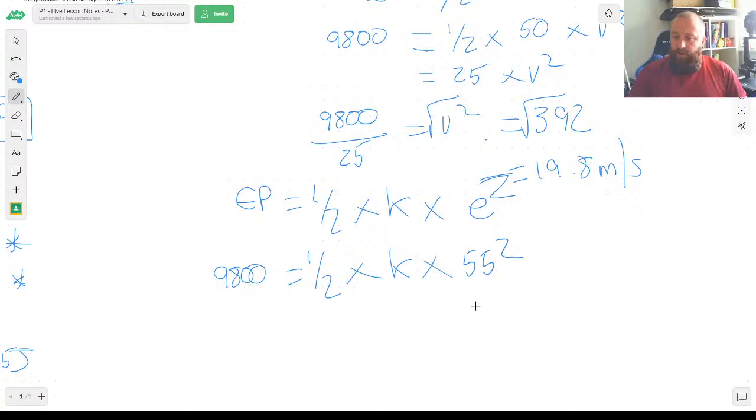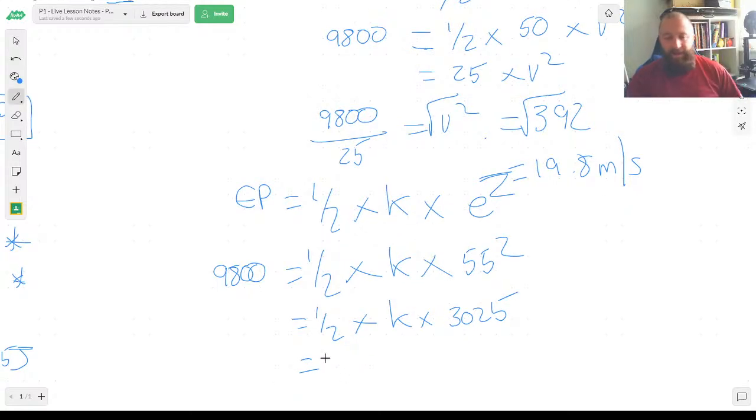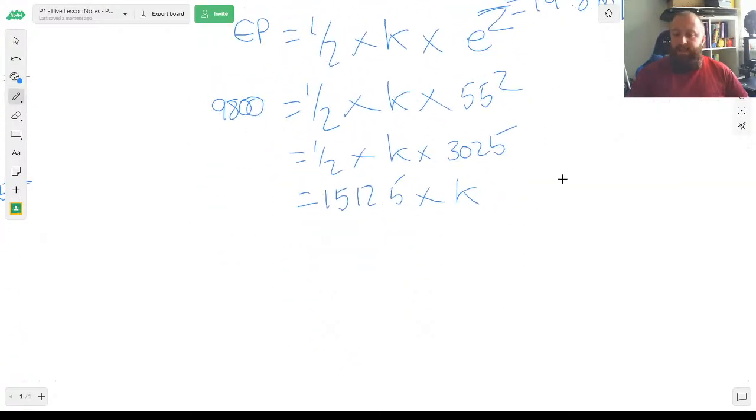55 times 55 equals 3,025. And I'm going to multiply that by a half to get rid of the half. So, I should have done that in my head. 1512.5 times K. So, let's have a quick look.